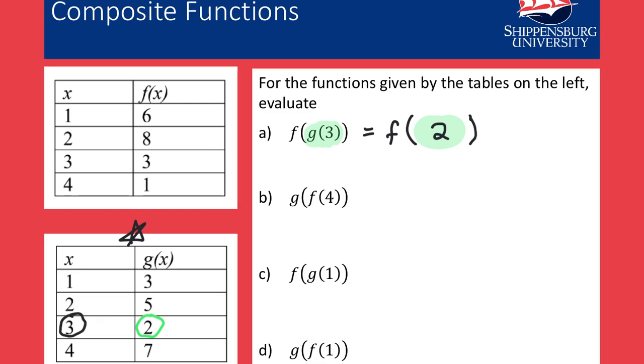If I look at this statement, it says f of 2, and so that means the f function with input 2. So I can go to the f table, I can look for input 2, and I can find that the output when the input is 2 is 8. So f of 2 is 8. And so that's my answer to, we would read this, f of g of 3. So f of g of 3 is equal to 8.